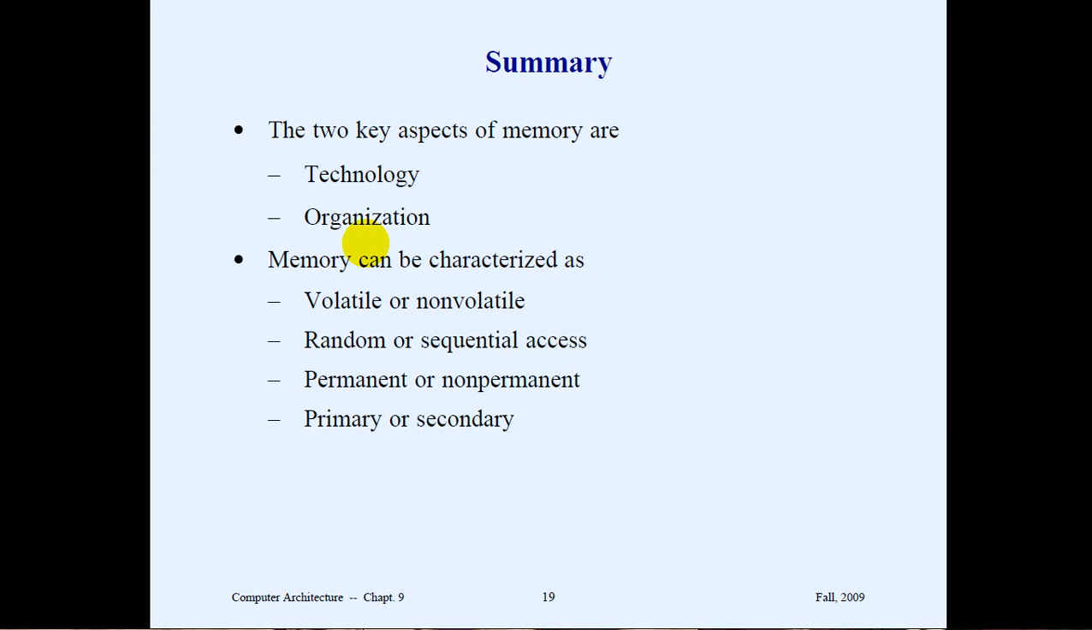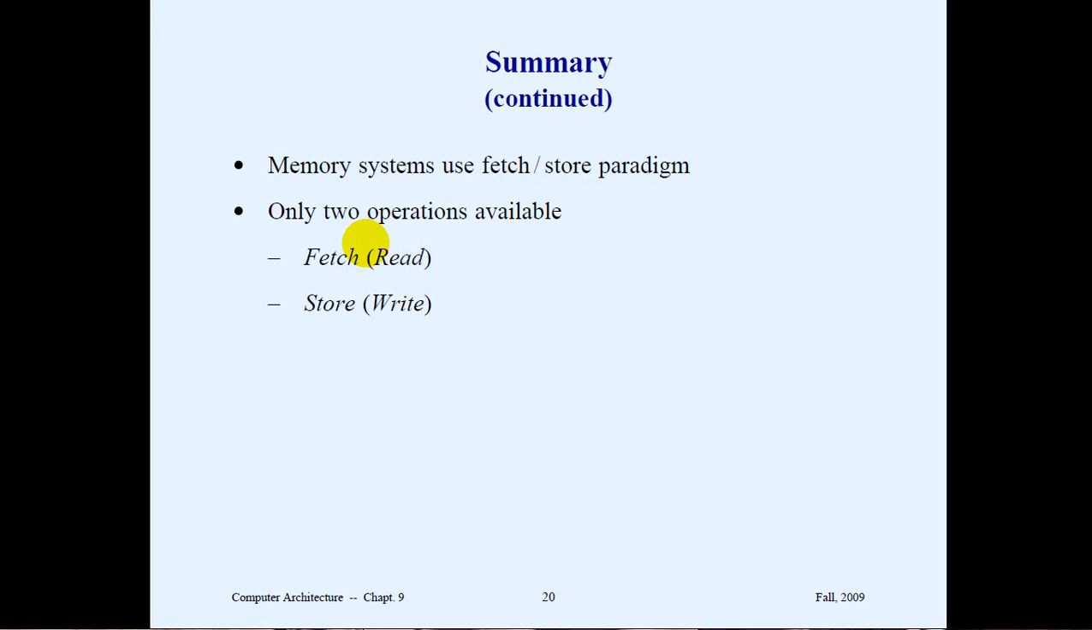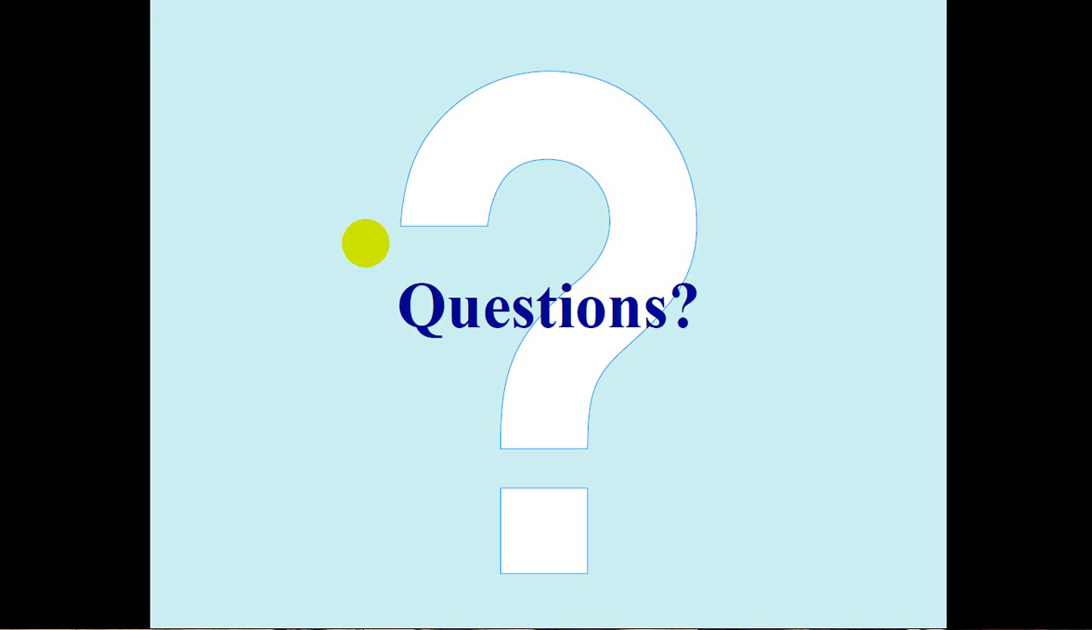So in summary, this was kind of a generalized chapter, chapter 9, and we've looked at some of the technology aspects of these design choices in organization, and primary versus secondary memory, as well as random access versus sequential, and a few other topics. So we will go on next time to cover chapter 10.